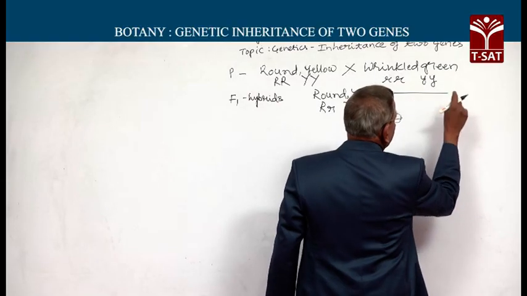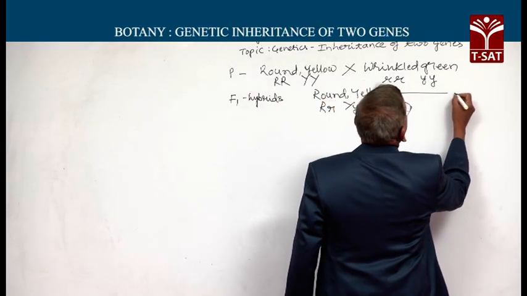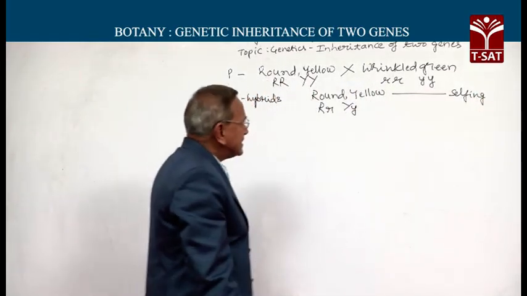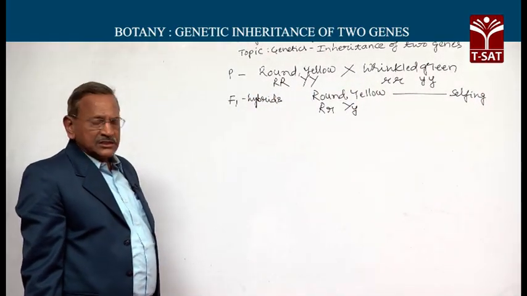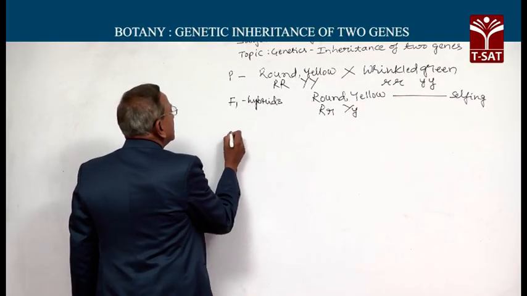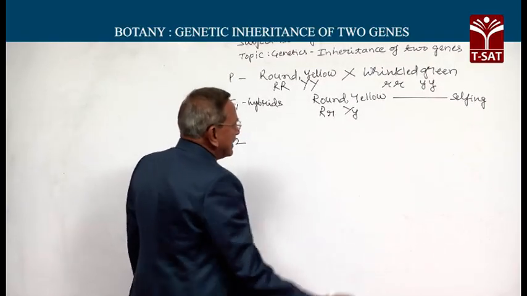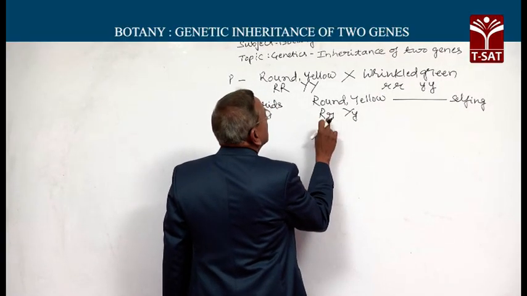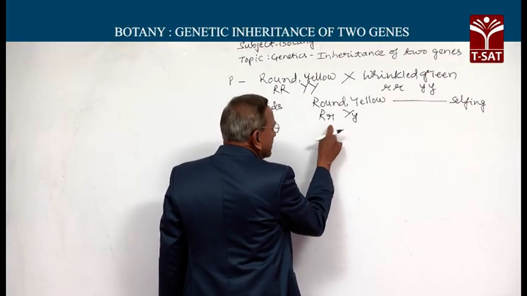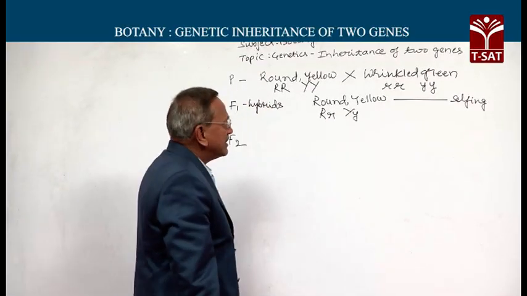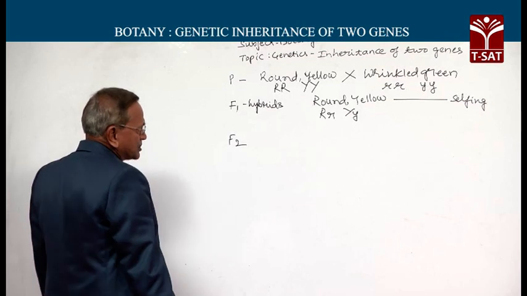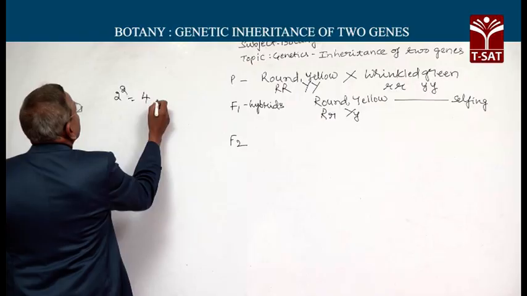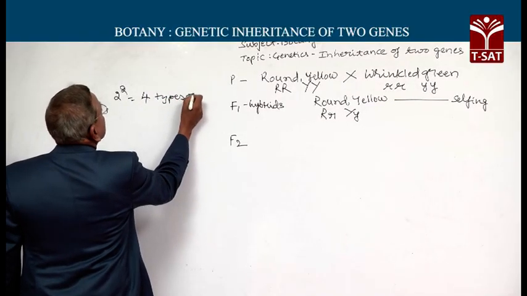He subjected the F1 progeny to selfing. The seeds are collected and F2 generation is raised. Since the hybrid is heterozygous for two characters, heterozygous for round shape and also heterozygous for yellow color, it will produce 2 to the power 2, 4 types of gametes.